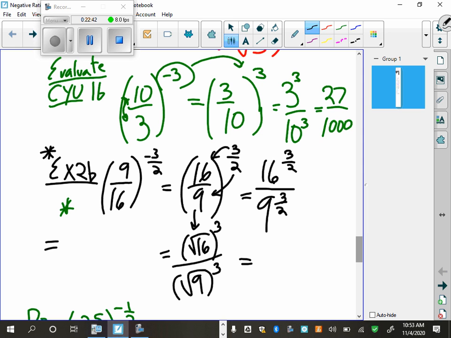You guys can all do this. This looks a lot harder than it is. What's the square root of 16? 4. Cube it. What's the square root of 9? 3. Cube it. And then use your big fat brain or punch it in your calculator. 4 cubed, 4 exponent 3, and 3 cubed is 27. Full marks. That's all you have to do.